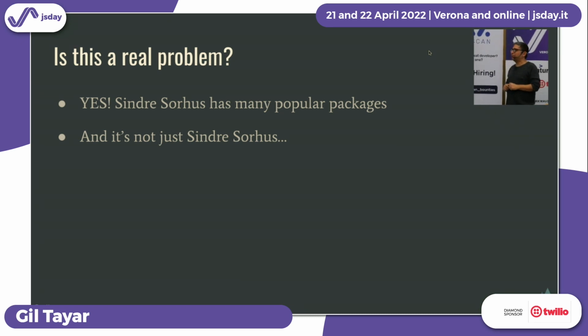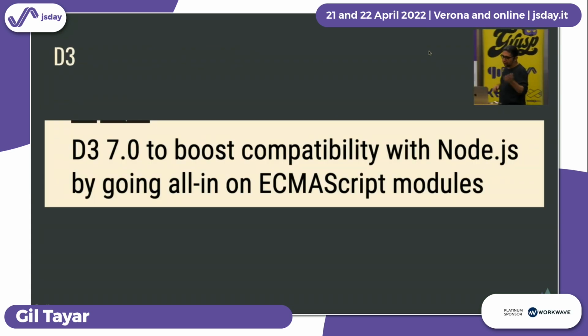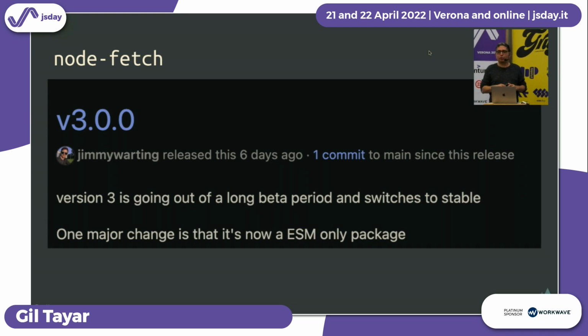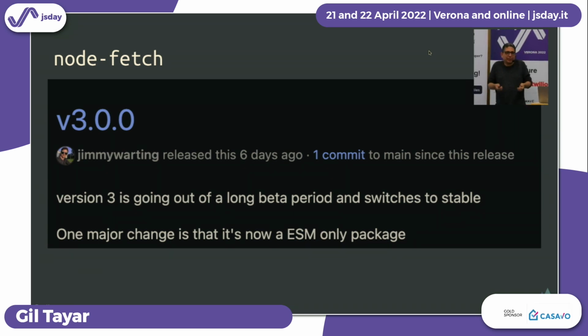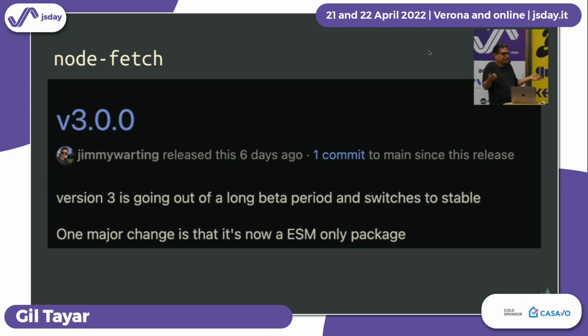Is this a real problem? It is a real problem. Today, I've been hearing more and more on this from colleagues, from Twitter. It's not just Sindre Sorhus anymore. D3, a very popular package, is going all in. And Node Fetch, that hurts. A lot of people use Node Fetch. It is now ESM only. And you know, what can you say? They're maintainers, it's their own free time. What can you tell them? You tell them, don't do that?